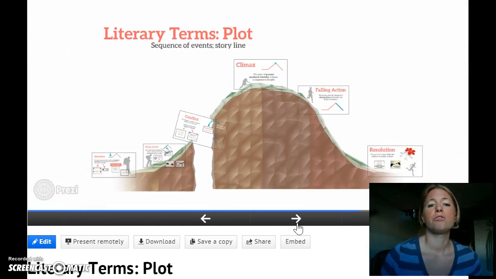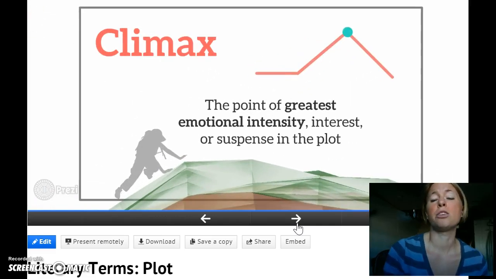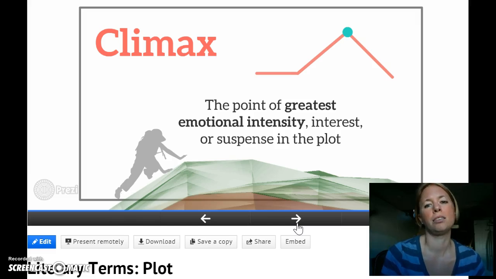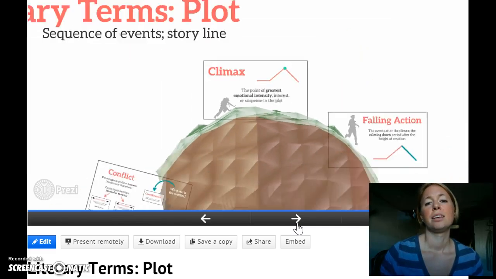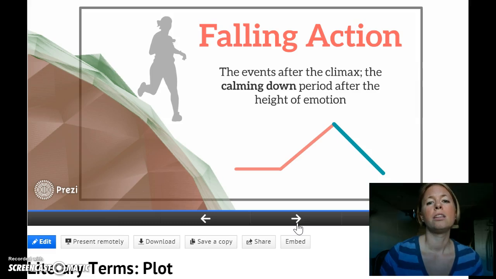So as the character is struggling through this conflict or these series of conflicts in the rising action, eventually everything will culminate in the climax, represented by the green dot at the peak of our plot line. This is the point of greatest emotional intensity. Everything has built to this point. So if we've reached the peak at the climax, now we need to start going back down the plot line in the falling action. This is the events after the climax. It's where everything starts to calm down and we're moving towards resolution of the conflict.